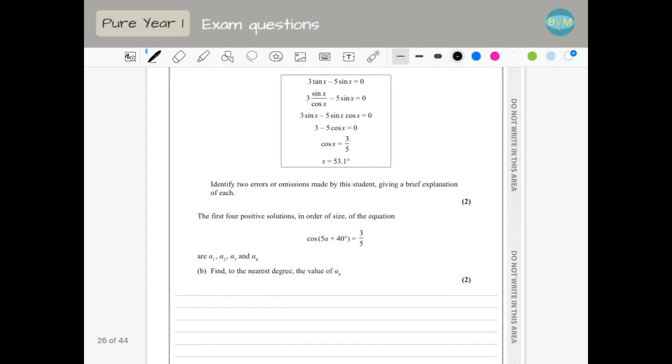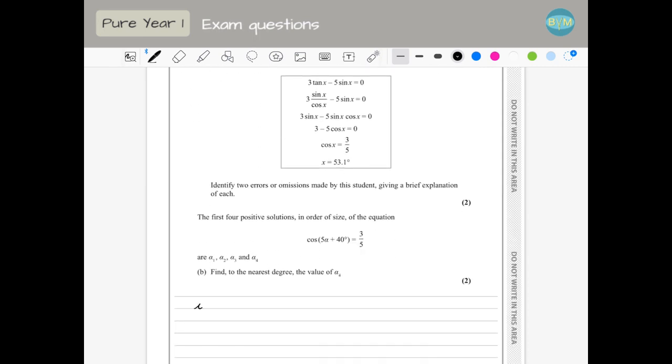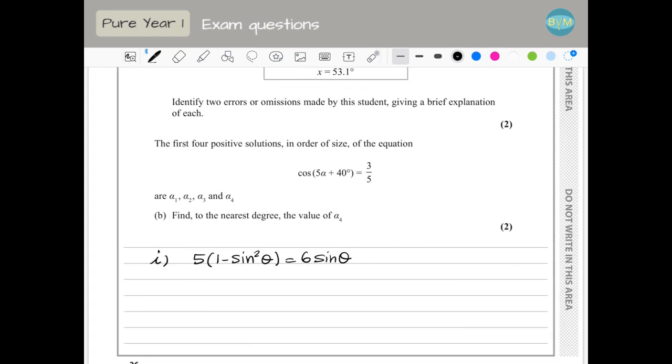So I'm going to write 5, and instead of cos squared, I'm going to write 1 minus sine squared theta equals 6 sine theta. I'm going to expand the brackets. So I have 5 minus 5 sine squared theta is 6 sine theta. And then I'm going to reorganize my equation. So 5 sine squared theta plus 6 sine theta minus 5 equals 0.